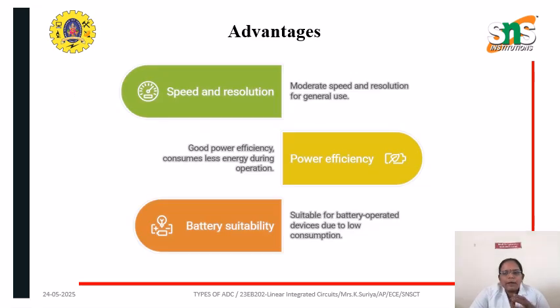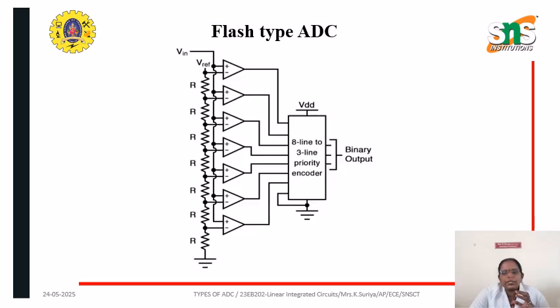Some of the advantages of successive approximation ADC are its speed and resolution, and its efficient power utilization. It is suitable for battery operated devices due to low power consumption. Some of the applications of successive approximation ADC are in data acquisition systems, portable measurement devices, etc.